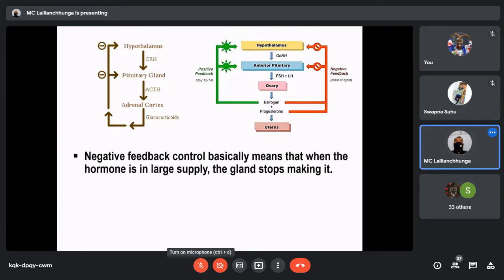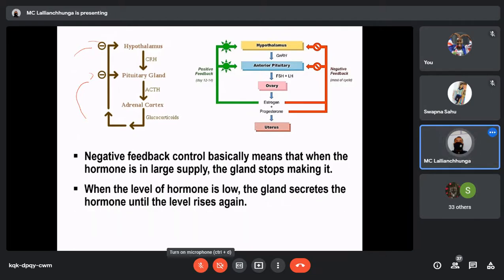Negative feedback control basically means that when the hormone is in large supply, the glands stop making it. It's clear here, negative feedback is there. When the level of hormone is low, the gland secretes the hormone until the level rises again.